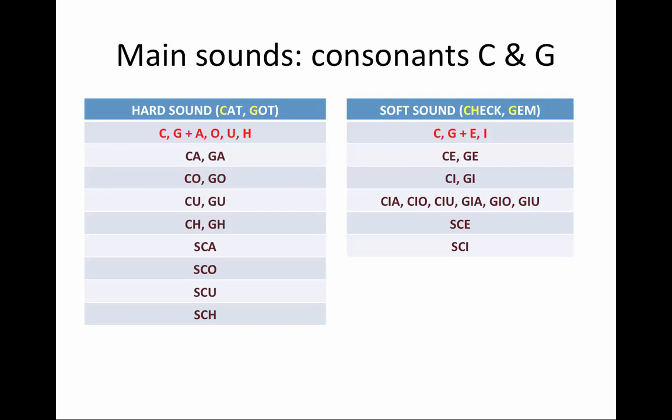On the right-hand side, we have the soft pronunciation, ch as in check and j as in gem. That's going to happen only when those 2 consonants are followed by E's or I's. So we have che, je, chi, ji, cha, cho, chu, ja, jo, ju, she, and she.